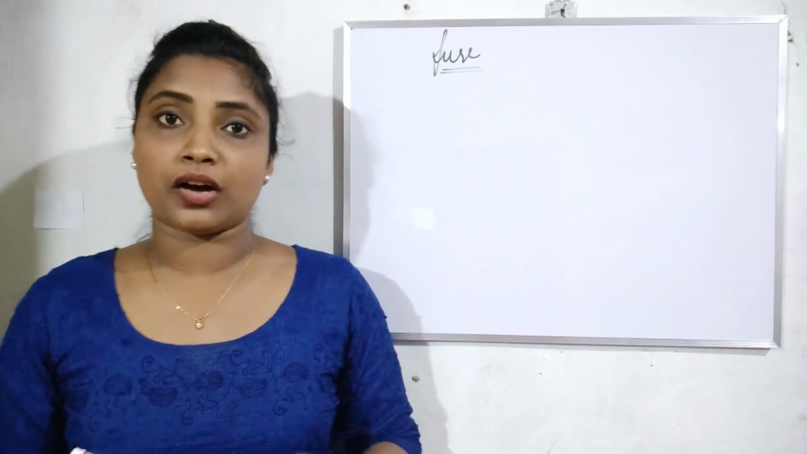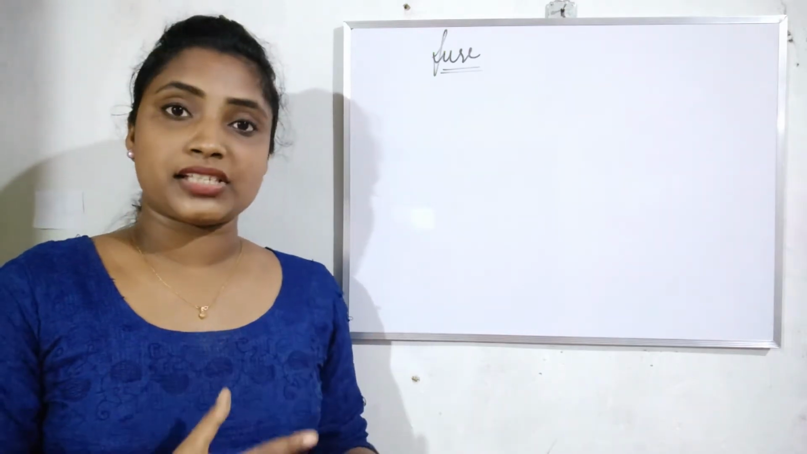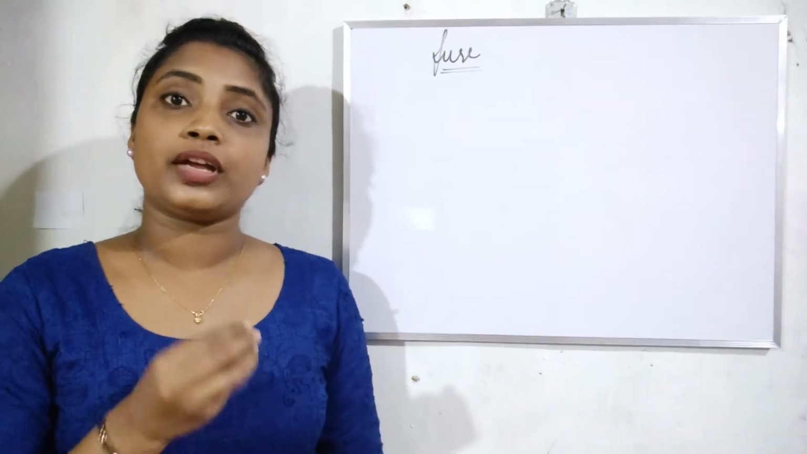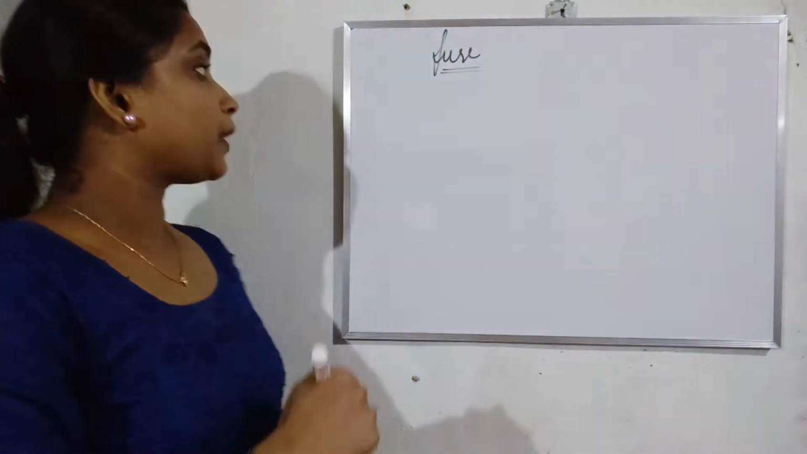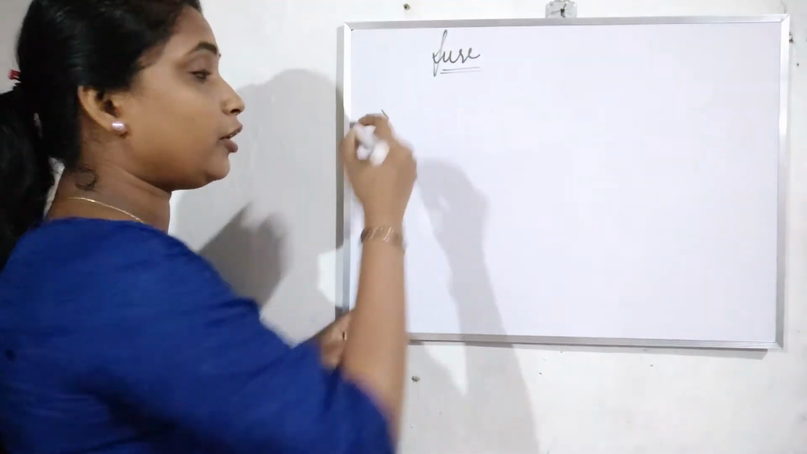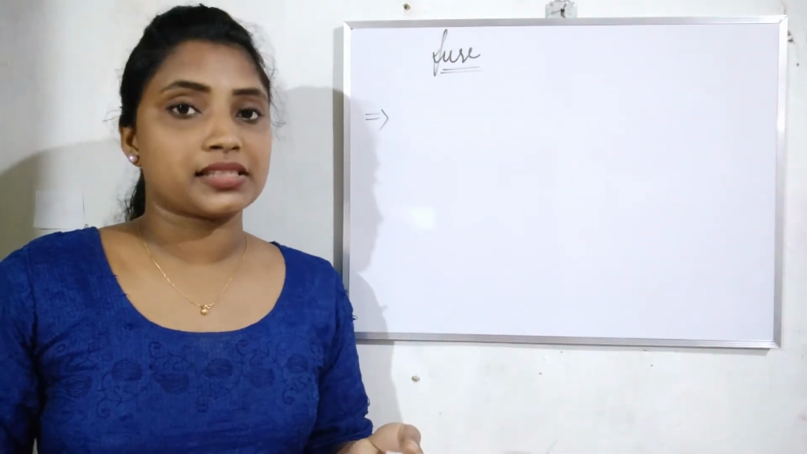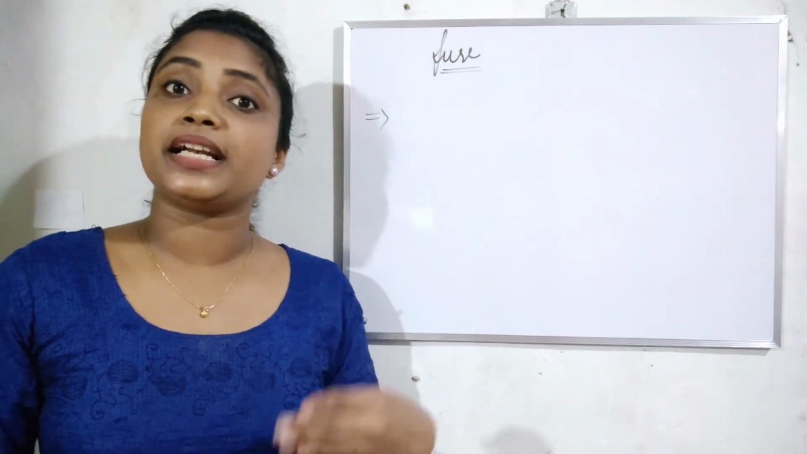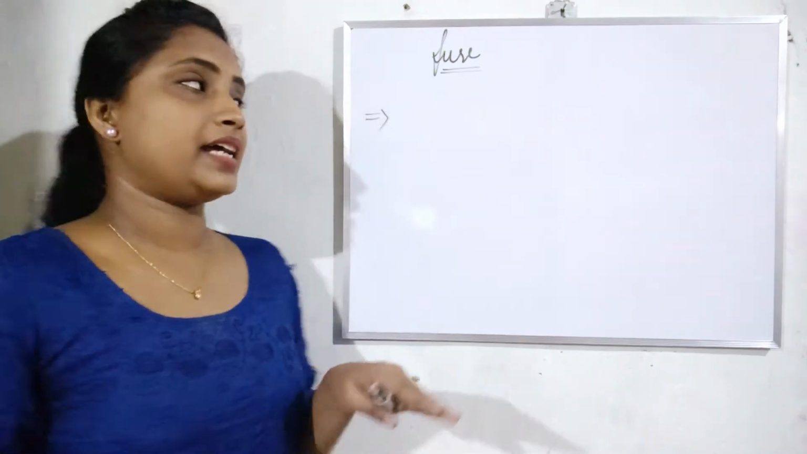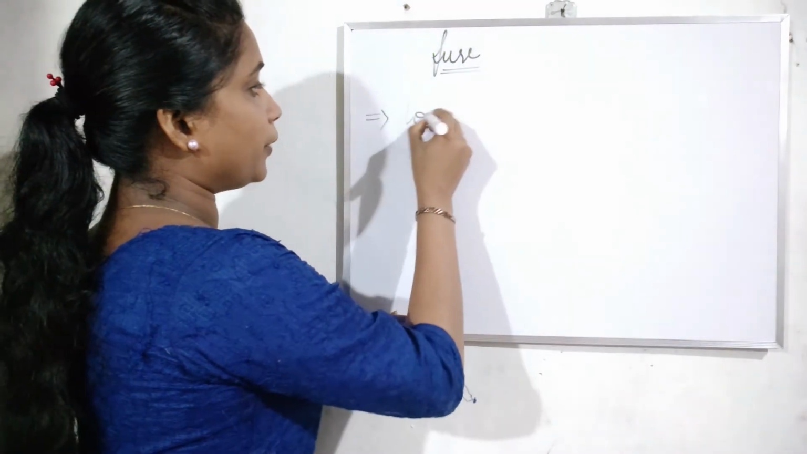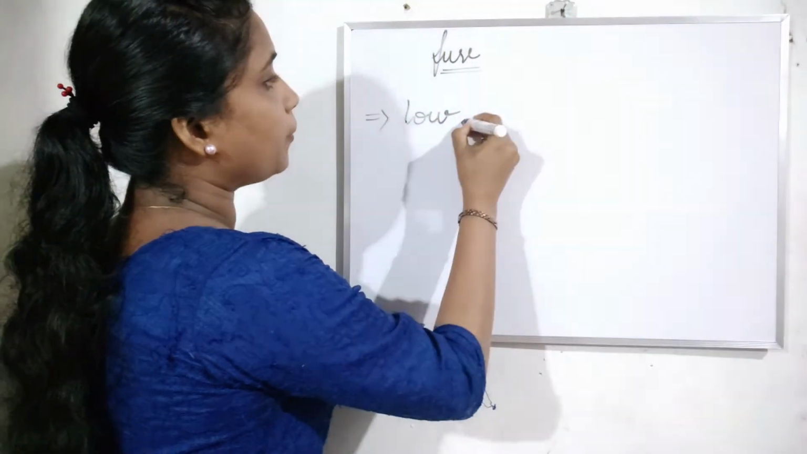So let's discuss how it works. Before that, let's discuss what are the characteristics of fuse wire. We already discussed that it should melt and it should break the circuits. It should melt means its melting point should be very less. Low melting point.